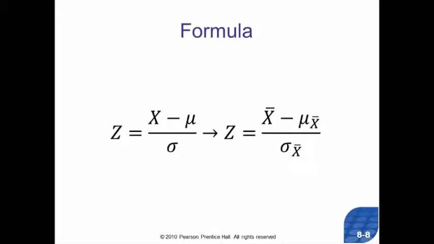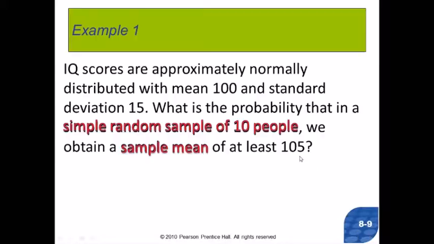We will convert our z-score formula to this one. At first, we have the random variable x. We will use the sample mean. The population mean here, we have the mean of the sample means, and the standard deviation is now the standard error of the mean. So the formulas are similar. Let's go back to the example.